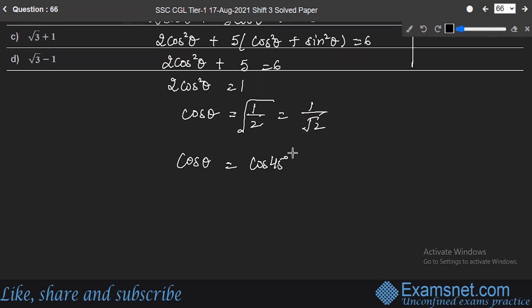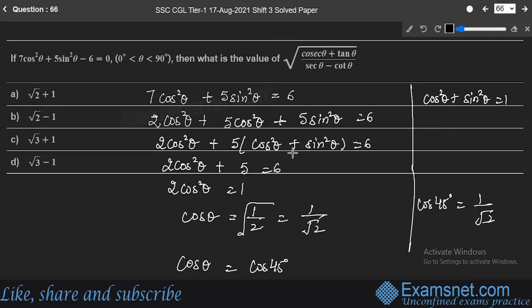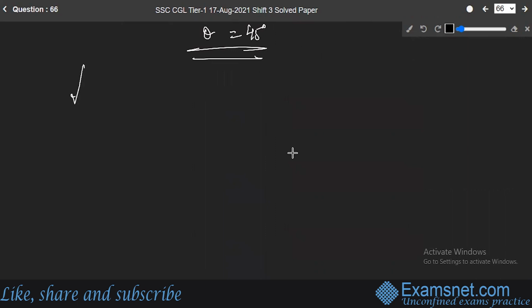Cos 45 degree. You should know cos trigonometric ratios. I hope you already know. Cos 45 degree is equal to 1 by root 2. So you got the value of theta as 45 degrees. Now it's pretty easy to solve this expression. You just need to fill the angle for the given expression. Let's write down. So the given expression is cosecant theta plus tangent theta upon secant theta minus cotangent theta, right? Let's fill in the values of theta.